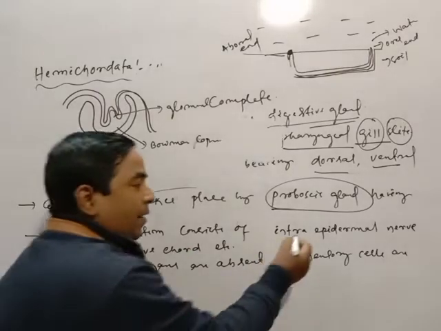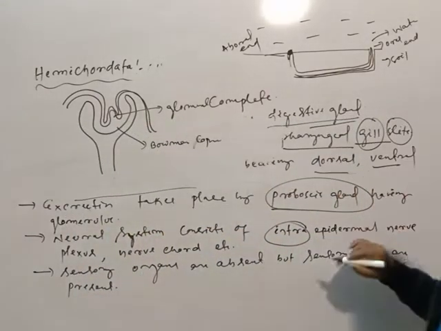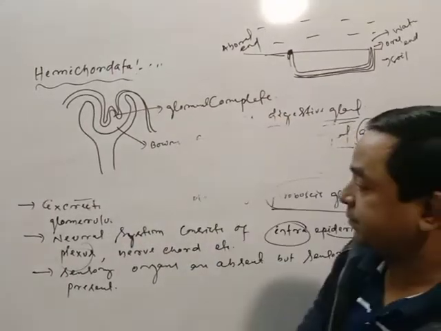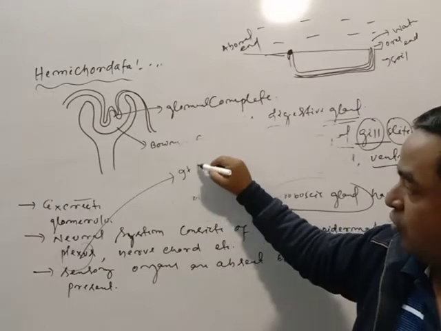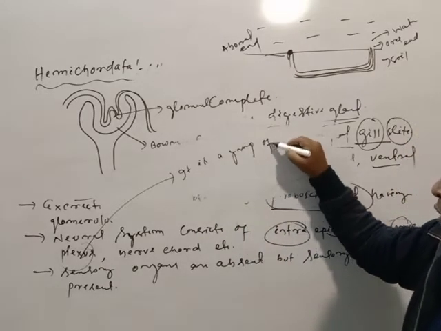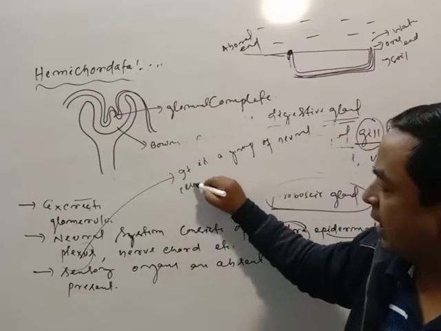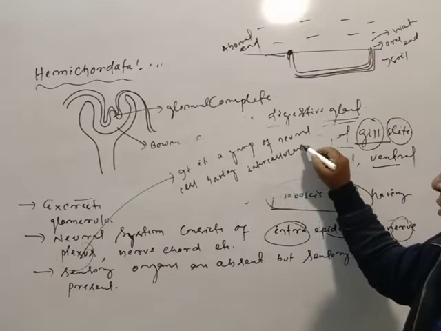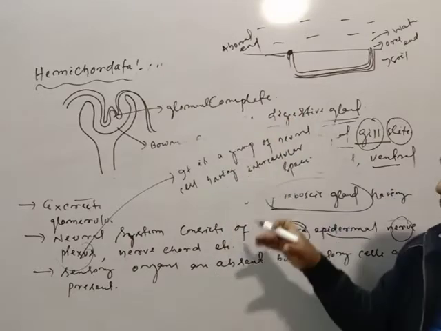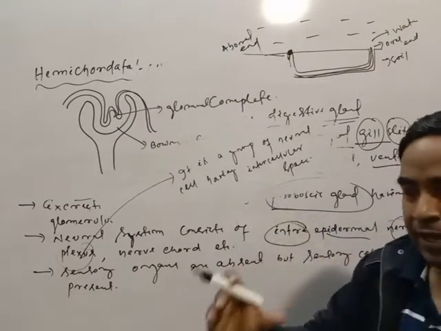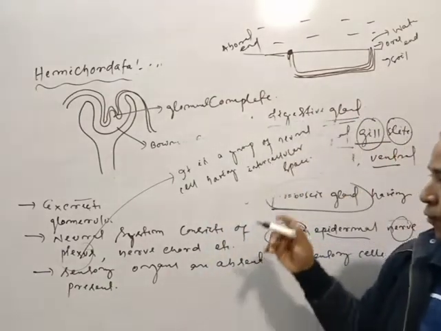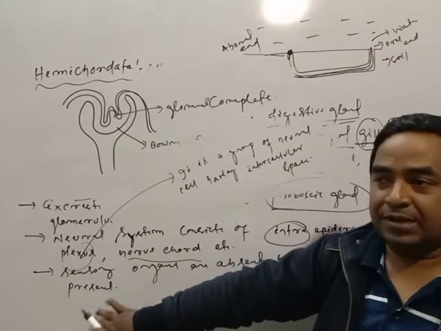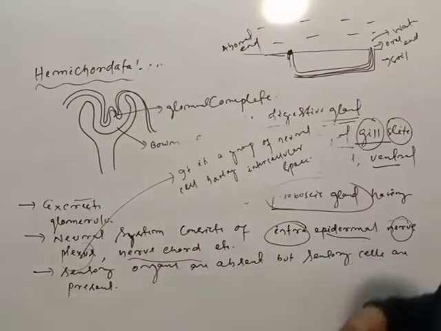The neural system consists of an intra-epidermal nerve plexus. What is a plexus? A plexus is a group of neural cells having intercellular space. When there is no intercellular space and a compact mass is there, it is called ganglia. Whereas when an intercellular space is there, it is called a plexus with nerves. Sense organs are absent, unlike other phyla, but here certain sensory cells are present.